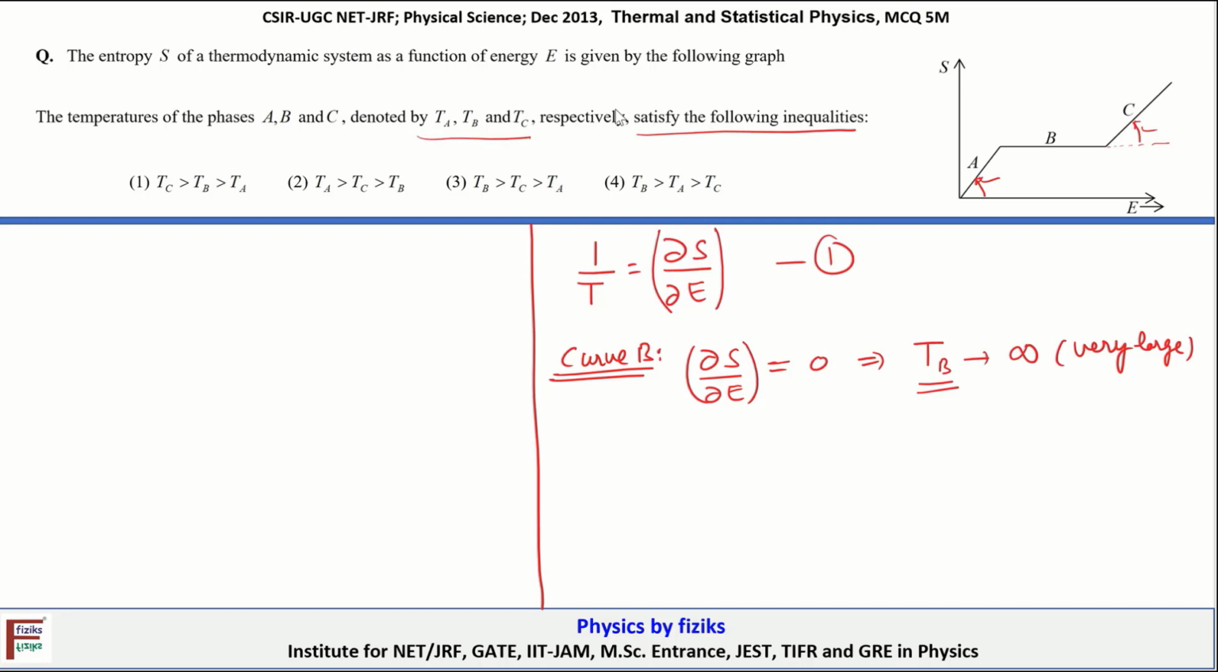Since it's not given to us, we will follow an indirect method, which is that the phase which is stable at a higher energy will correspond to a higher temperature. So here the internal energy of phase C is larger than phase A, therefore TC is going to be larger than TA, okay, and TV is going to be the largest among all three. So the correct relationship is TV larger than TC, larger than TA. Therefore option 3 is correct.